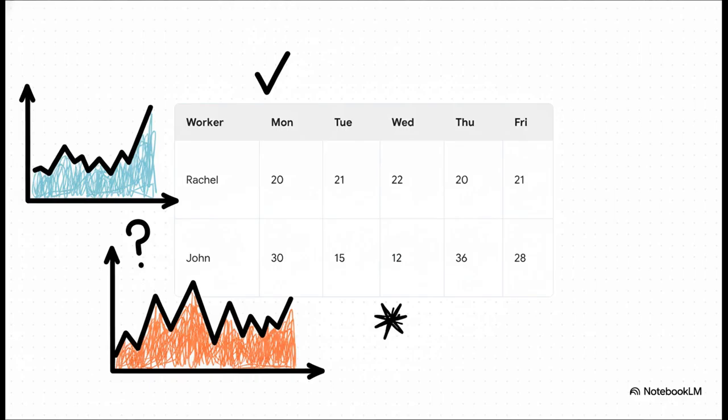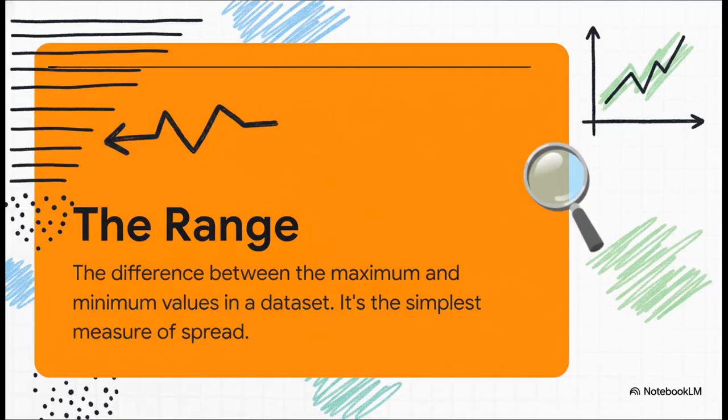We've got two workers here, Rachel and John, and their output over 5 days. Just by glancing at these numbers, you can probably get a feel for their work styles. Rachel seems incredibly consistent, while John's output is, it's a bit of an adventure, let's say. Now, to put a number on this spread, we can use a really simple tool called the range. It's just the difference between the highest value and the lowest value. It's the quickest way to get a sense of how variable things are.